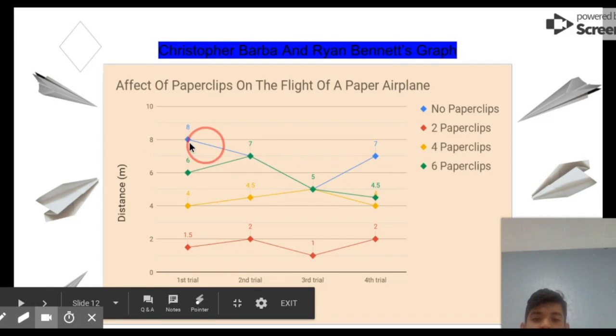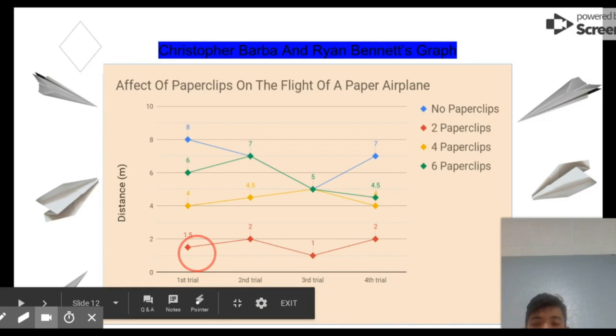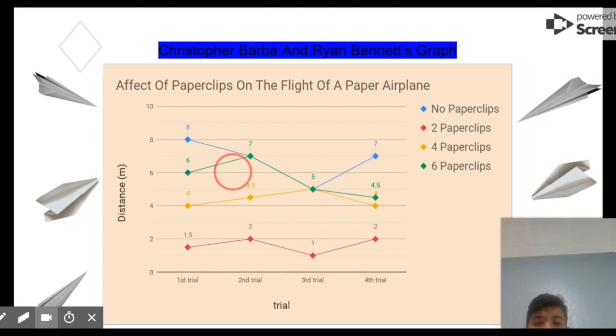Alright, so the blue line represents the airplane having no paper clips on it, and then the red line has the airplane having 2 paper clips, the yellow having 4, and the green having 6. And by our data, with no paper clips, the plane goes further.